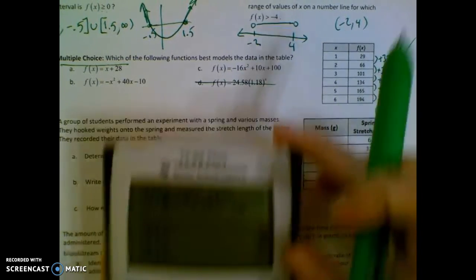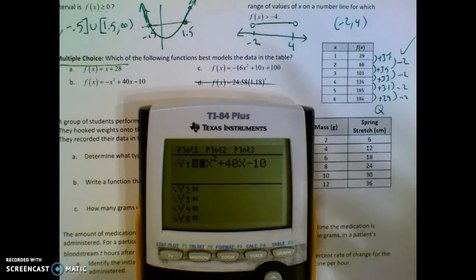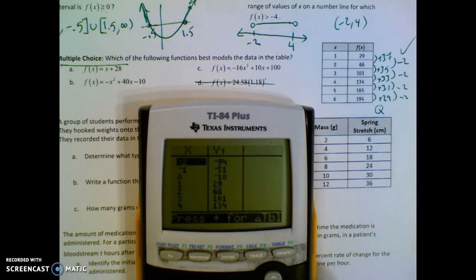So I went ahead and already plugged in option B into the calculator. And you don't actually need to graph it. I'm just going to go to the table. So second graph to go to the table and compare. So 1, 29, and 2, 66, and 3, 101, and 4, 134. All right, that's the answer.